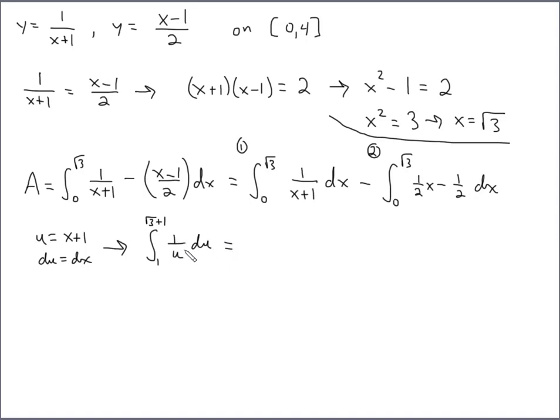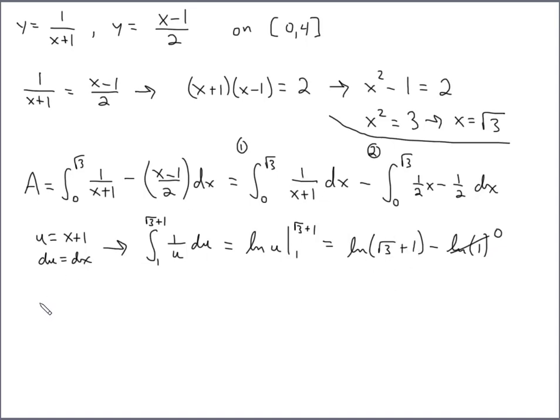And then for 1 over u, the antiderivative is natural log of u. So natural log of u evaluated between 1 and root 3 plus 1. Plugging in root 3 plus 1, we get natural log of root 3 plus 1 minus the natural log of 1. The natural log of 1 is 0, so that term just goes away. So that's what we get for our first integral.